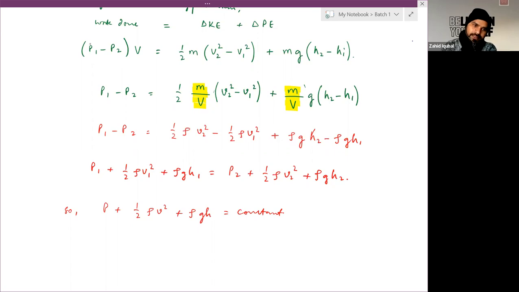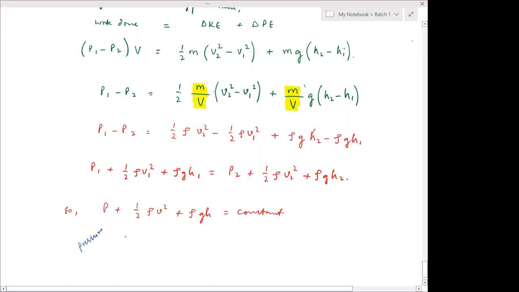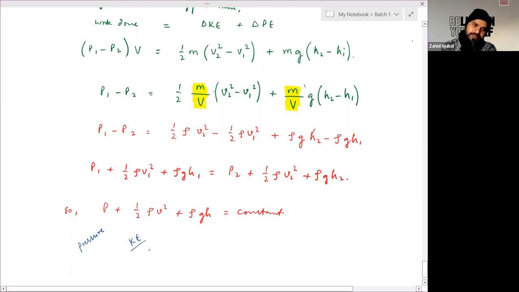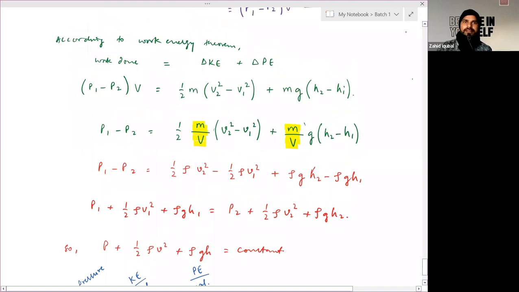Hiba, is it clear? Yes, sir. So this is pressure, this is kinetic energy per unit volume, and this is potential energy per unit volume. The sum of these terms at any instant for the flow of liquid is constant. Okay, just write it down.